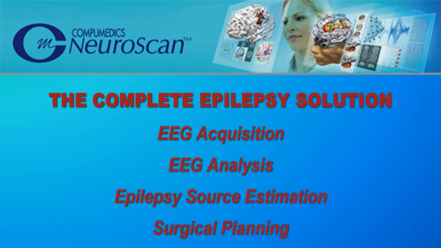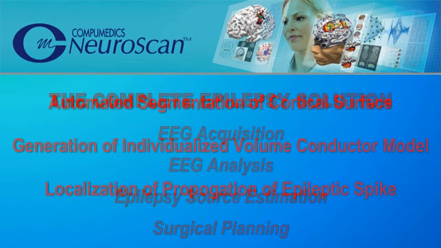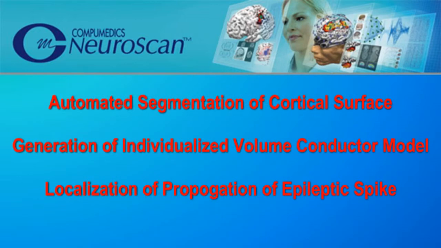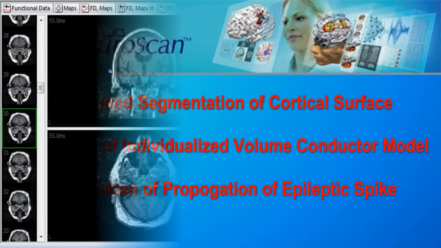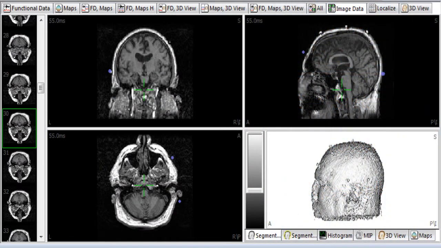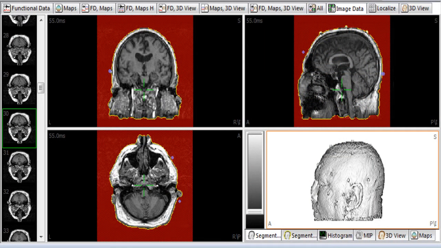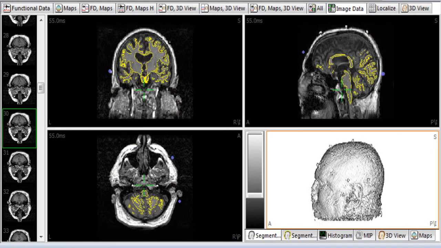Compumedic's Neuroscan provides comprehensive solutions for epilepsy, beginning with EEG acquisition to EEG data analysis, through estimating the source of the epileptic activity and assistance in surgical planning. The first step in estimating the location of an epileptic source is the generation of an individualized cortical surface. We will demonstrate automatic segmentation of the surface, generation of the individual volume conductor model, and then a source solution for an epileptic spike. First, we begin with segmentation of the cortical surface.